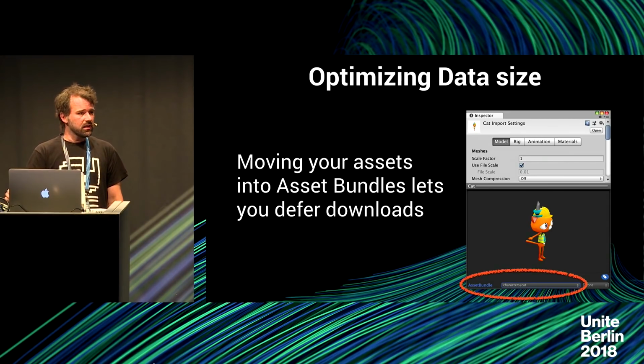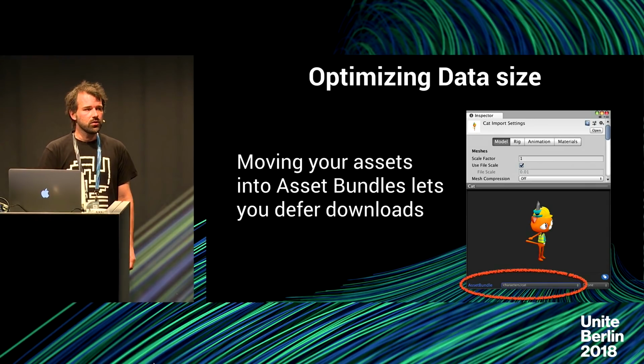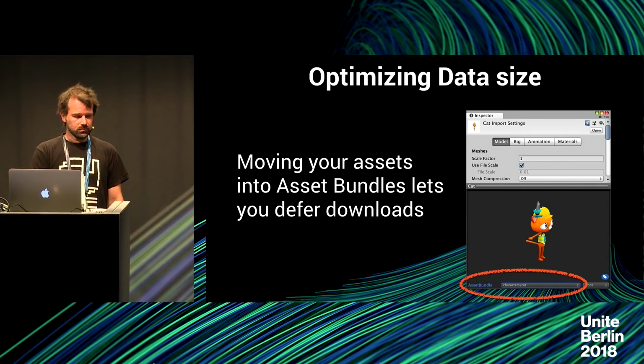But the general idea is that you can move assets into files outside of your data and then download those and load those into the game dynamically at runtime. And this allows you to defer the loading of your data later into the play. So people can get started playing your game very fast with a very small download. And then you can offer them a slice of your game while downloading the next parts. So you can get a much better user conversion while still having more data to load. You can also cache asset bundles in Unity so that you don't need to download them again every time you load.